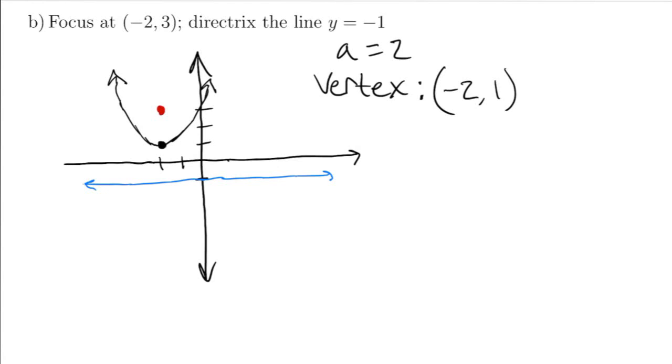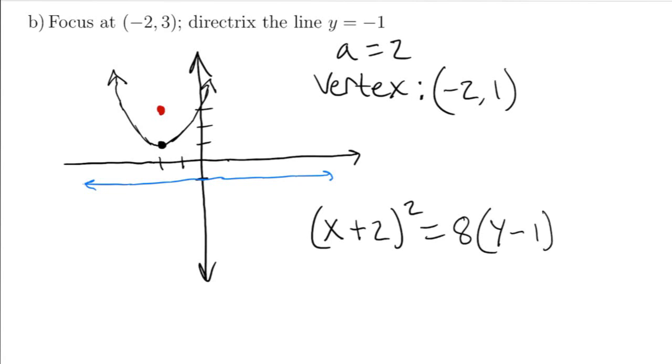Well, let's see, we're opening up, so our x term is going to be squared and our coefficient is going to be positive, right? So we're going to have x minus h squared. So what is my h in this case? That's the x coordinate of the vertex. So that's -2. So x minus -2, that's x plus 2 squared. And this is going to equal positive 4 times a. So that's positive 8 times y minus k, which in this case is 1. And there we go. It's that simple. We have the equation for this parabola.